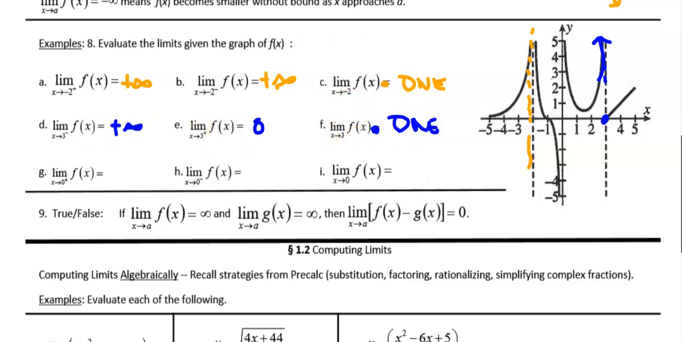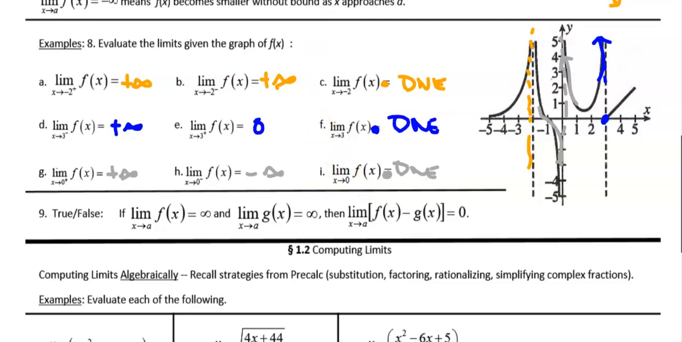And the last one we're going to look at here is 0. So here's our fun little street. 0 from the right is going to be positive infinity. 0 from the left is going to be negative infinity. And again, because there's at least one infinity here, the answer is does not exist.